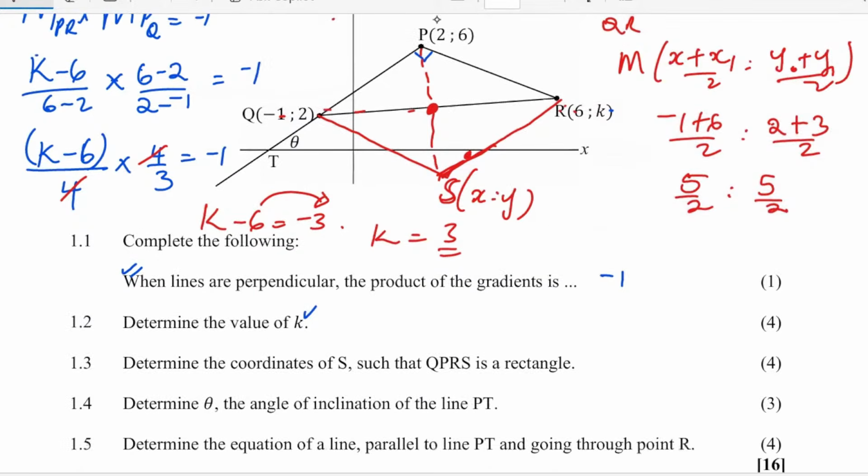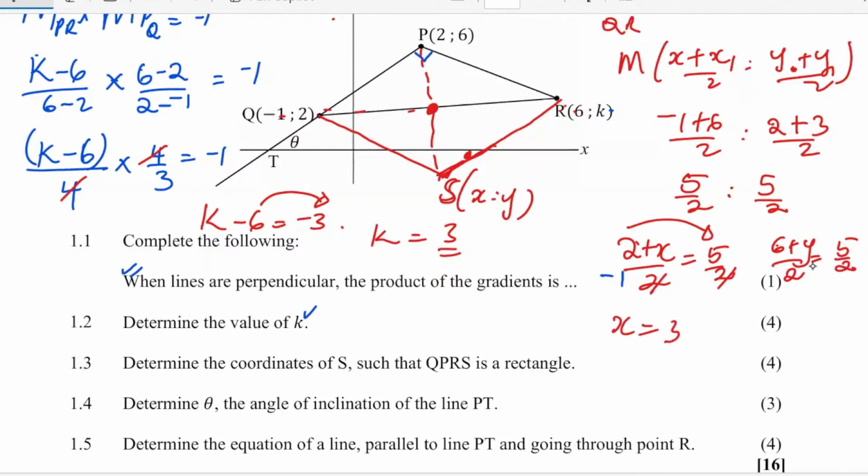Then I'll equate it to the midpoint of PS, meaning that (2 plus x) over 2 should give us 5 over 2, and (6 plus y) over 2 must also give us 5 over 2. The 2 cancels the 2, move the 2 that side, meaning that x is 3. This 2 cancels the 2, and when you move the 6, y is negative 1, meaning that S is basically (3, negative 1). Okay, so that is how I would have obtained that.